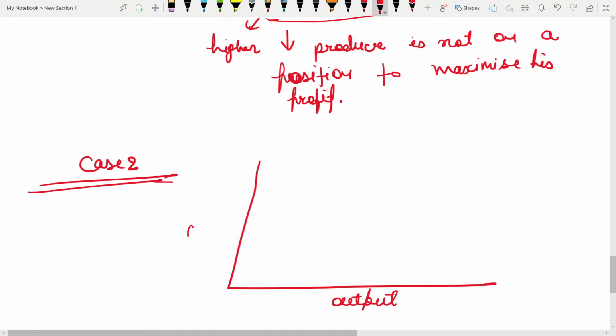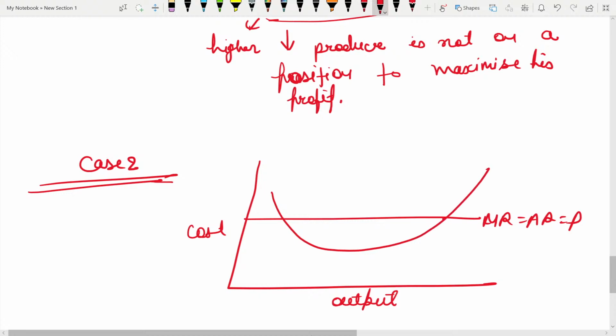This is what output, this is what cost, and this is what: MR, MC, sorry, MR, AR is equal to P. Now, another case, this is the original equilibrium, so this is Q2, and this is L2. Now, what happens if the producer wants to operate at this point? If the producer wants to operate on this point, that is Q1, and this is showing T.